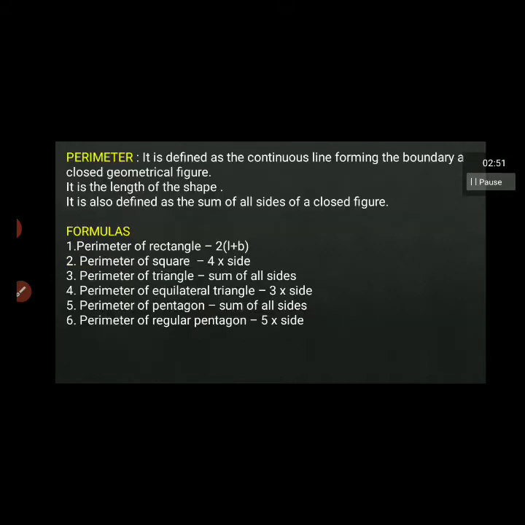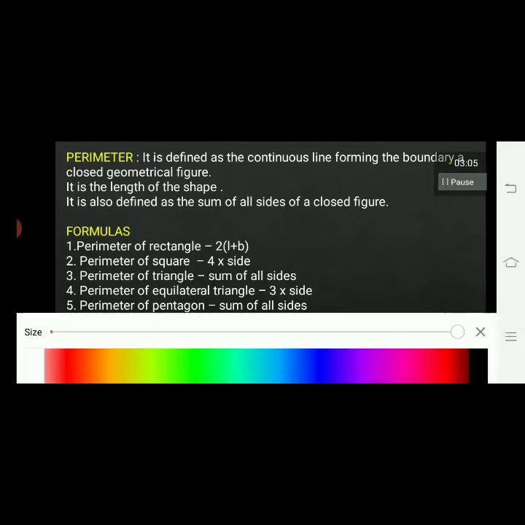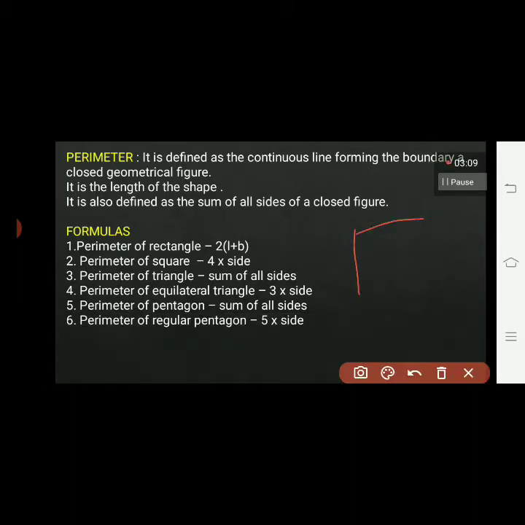Now we'll see first of all the perimeter. It is defined as a continuous line forming the boundary of a closed geometrical figure. For example, if you can see over here, this is a quadrilateral. I am drawing it. Quadrilateral means a four-sided figure. This is A, B, C and D.